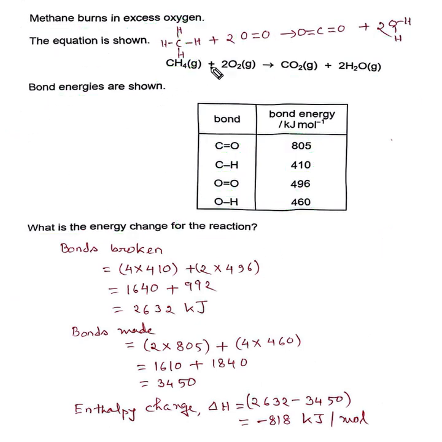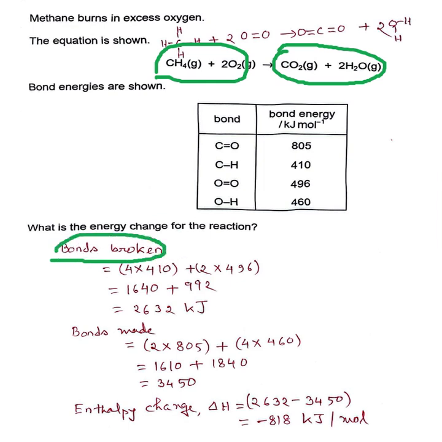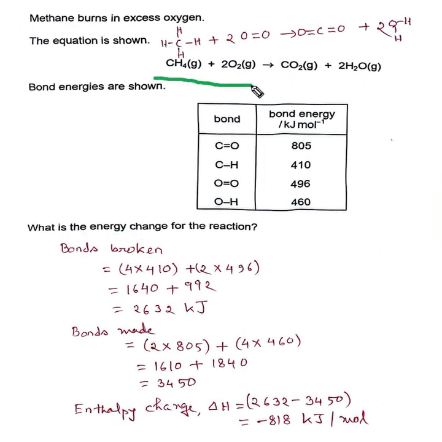And you see, the left hand side is the reactants. Methane and oxygen are reactants, and carbon dioxide and water are products. In reactants, bonds are broken. In products, bonds are formed, bonds are made. So first you will calculate bonds broken, and bonds break in the reactants.